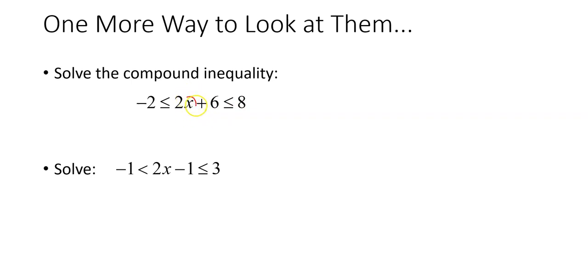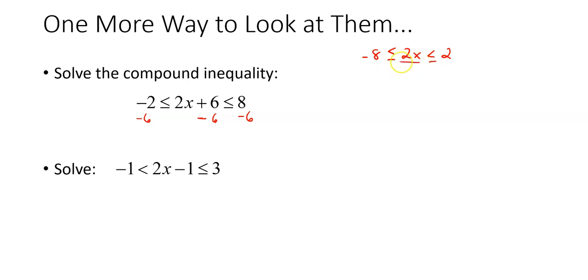I'm trying to solve for this x that's over here. So in order to do that, I've got to do two things. The first thing is get rid of the 6. If the 6 is being added, we undo it with subtraction. But we undo it with subtraction in all three parts. Let's move my work up to the top. Negative 2 minus 6 is negative 8. The 6's go away in the middle. And on the right side, 8 minus 6 is 2.